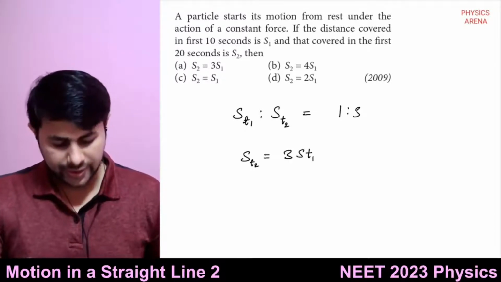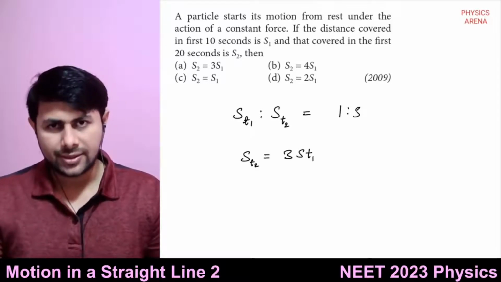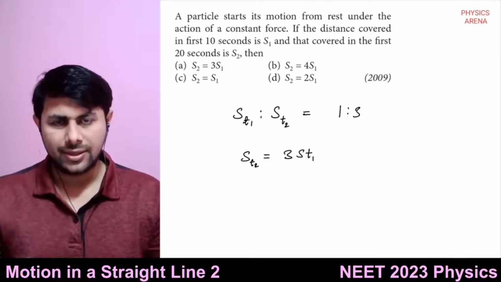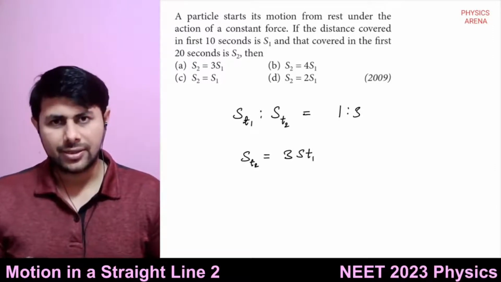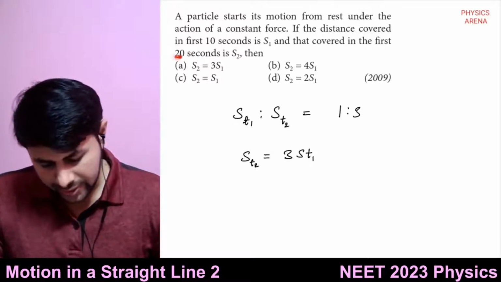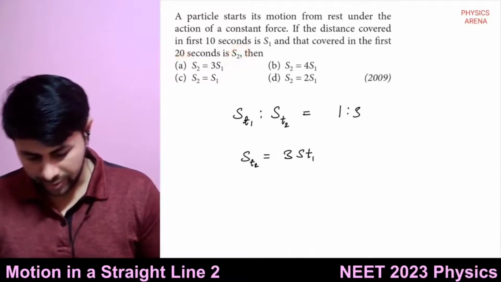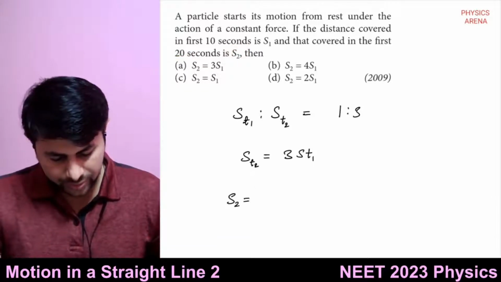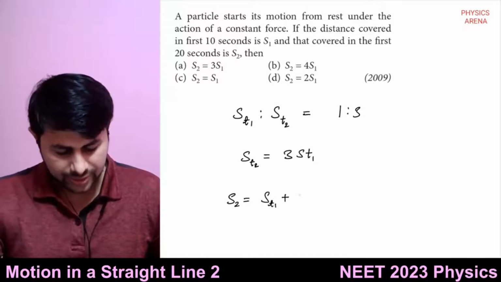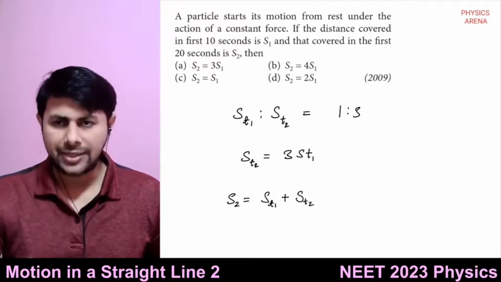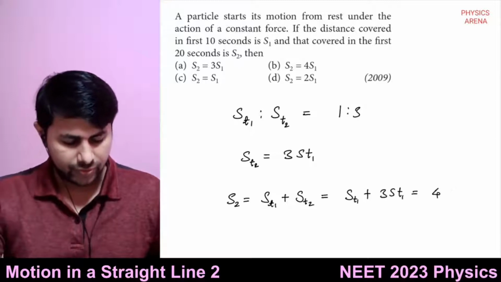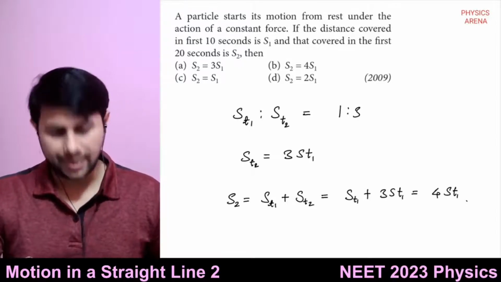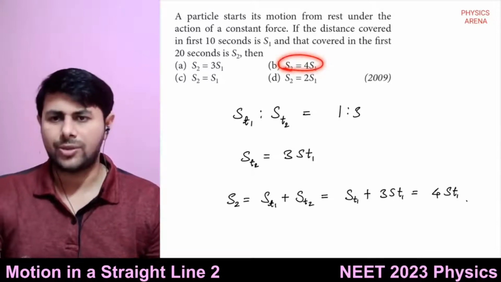But you want distance covered in time 20 seconds, that is t1 plus t2, right? So your t1 is equal to 10 seconds and t2 is equal to 10 seconds. This is s2, the distance covered in first 10 seconds plus distance covered in next 10 seconds. So st1 plus 3 times st1 is equal to 4 times st1, or 4 times s1. So this is the answer, option B.